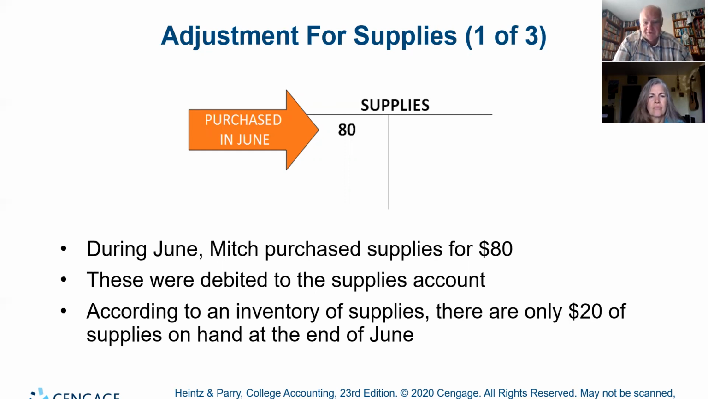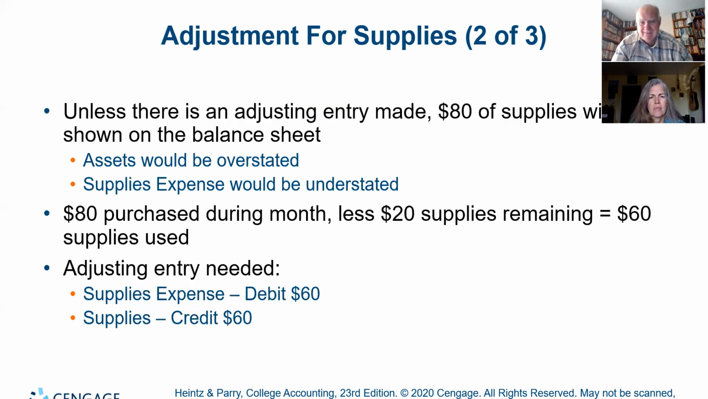According to an inventory of supplies, there are only $20 left on hand at the end of June. So how many did he use then? 60. Yep, 60. So unless there's an adjusting entry, $80 of supplies would still be on the balance sheet. Assets would be overstated and expenses would be understated if we did not do this. So look at our journal entry. We're going to debit supplies expense and credit the prepaid supplies account.